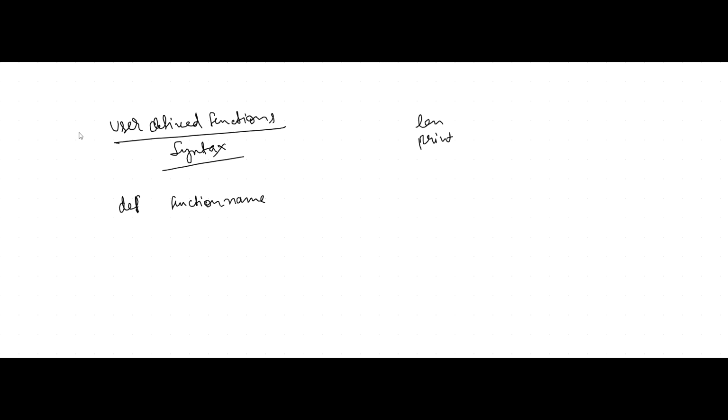Here is the function name, and then you give the parenthesis and the colon, and inside that you can write whatever you want. Whatever functionality you want to add in this function, that we write inside. This is called the function body, and this line is called the function declaration.